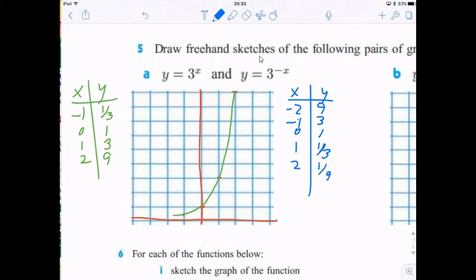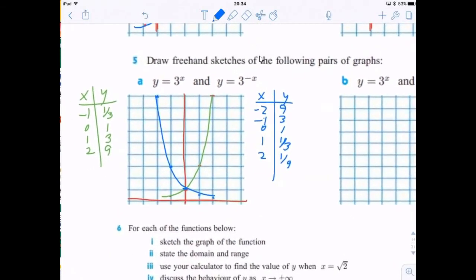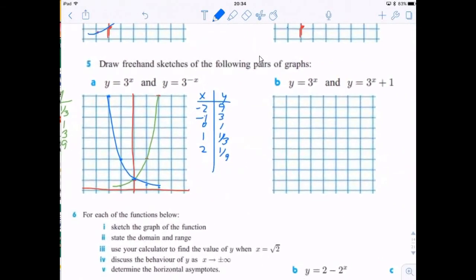Okay, so we're going to graph that. So it's going to be -2, 9, -1, 3, 0, 1, 1, 1/3, and 2, 1/9 is very small. Okay, so I'm going to put a curve through that. And you can see that I've just reflected it about the y-axis, right?